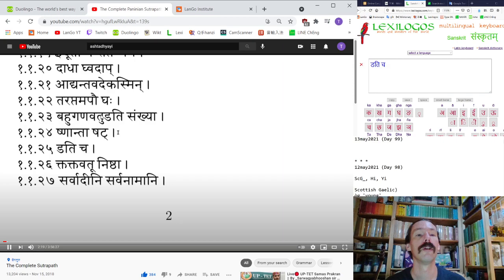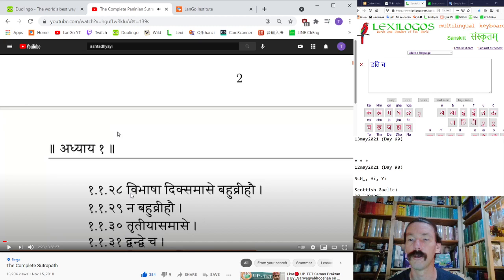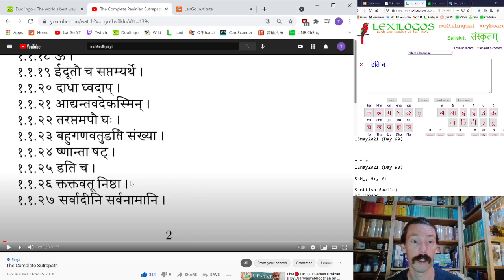Bahugaṇavatuḍati saṅkhyā ṣṇāntā ṣaṭ ḍati ca ktaktavatū niṣṭhā. And do two at a time. This one also is just assigning a label, a cover term, for a set of markers. And we do get some nice clusters here. The next sutra, ktaktavatū niṣṭhā.